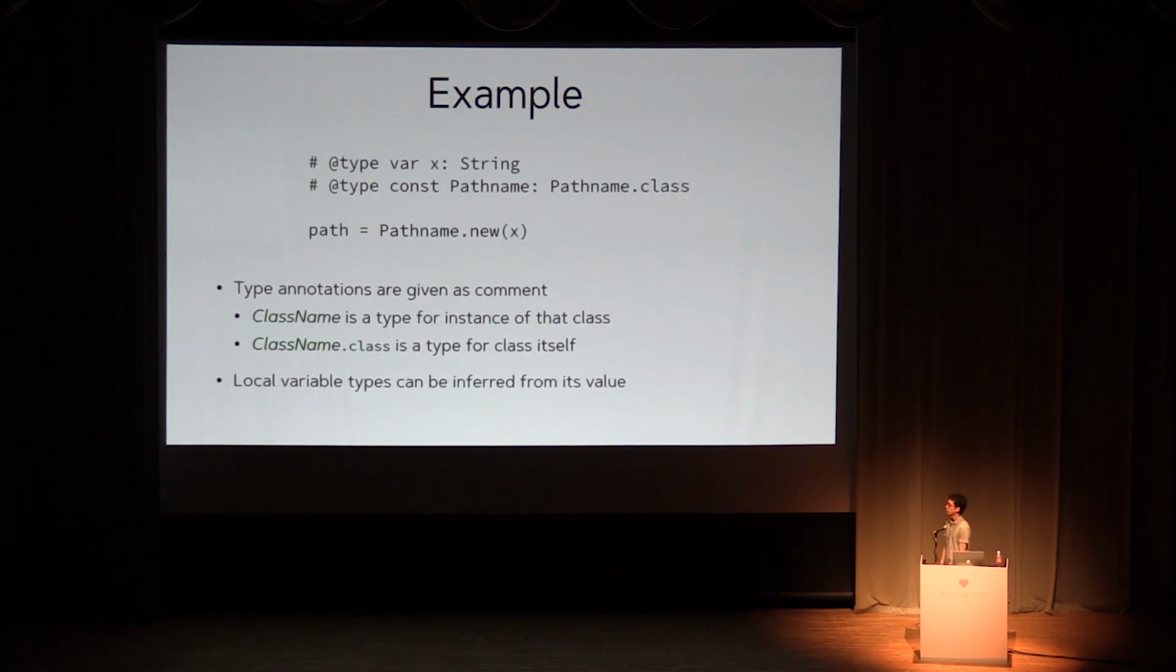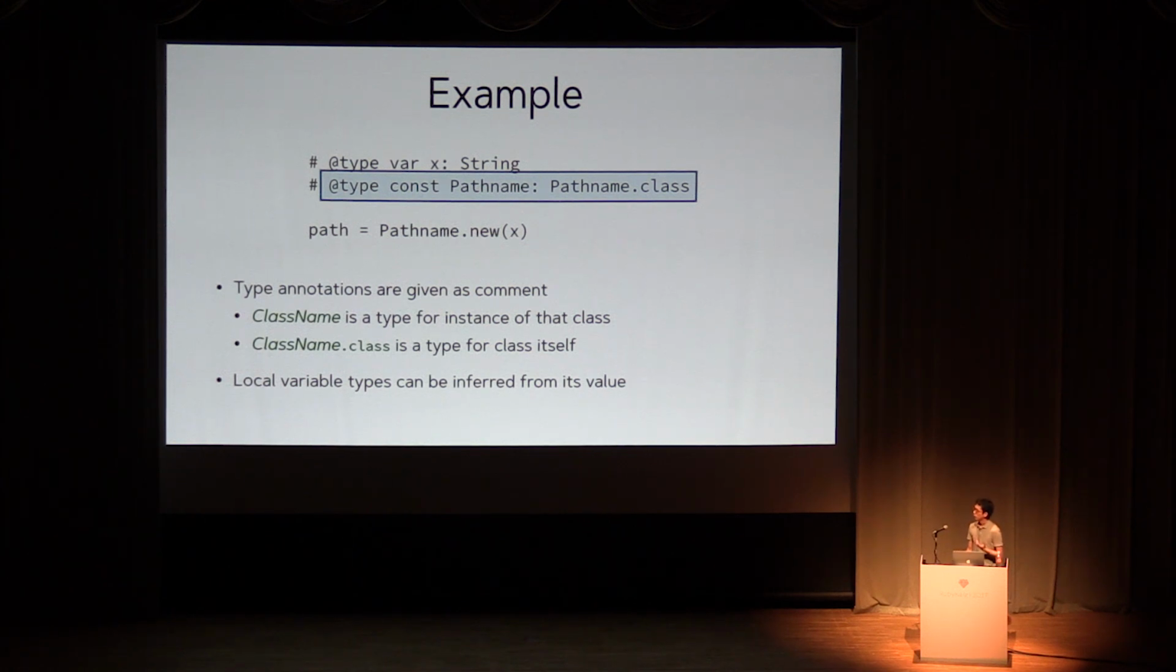Let me show an example. This is a Ruby program with Steep annotations. The annotations are given as Ruby comments. This is an annotation to give the type of local variable x. It is an instance of String. The second line is the type of a constant, the Pathname constant. The type is Pathname.class. The .class suffix means the type of the class object itself.